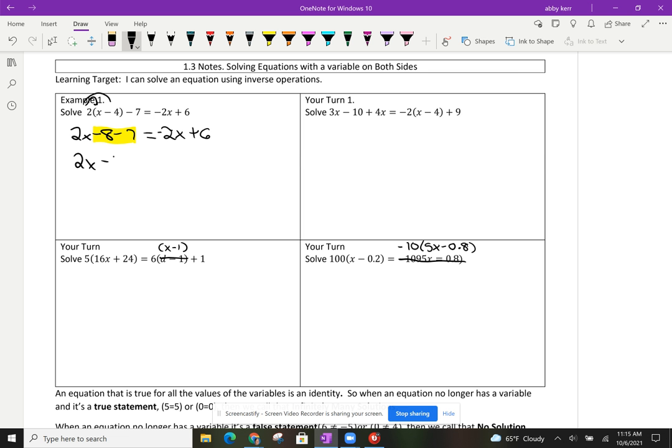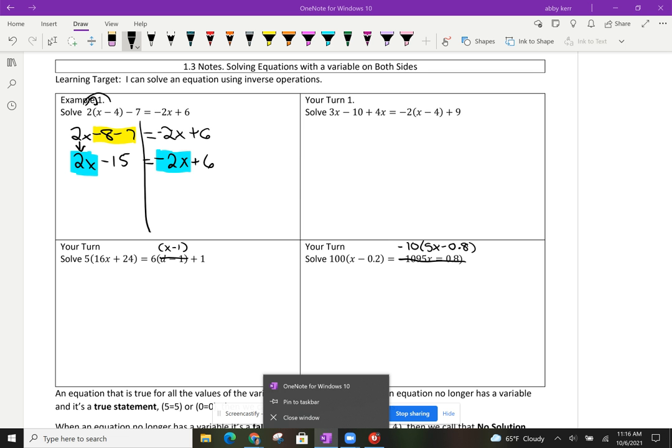So then we have negative 15 equals negative 2x plus 6. Once again, we didn't use that 2x, so that's why I dropped it down. Now this is the new part. Draw my line. I have 2x on the left and I have negative 2x on the right. So we need to be able to combine like terms.